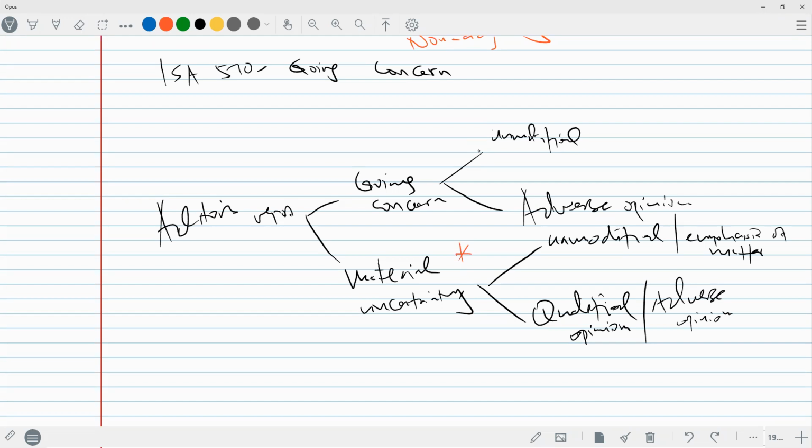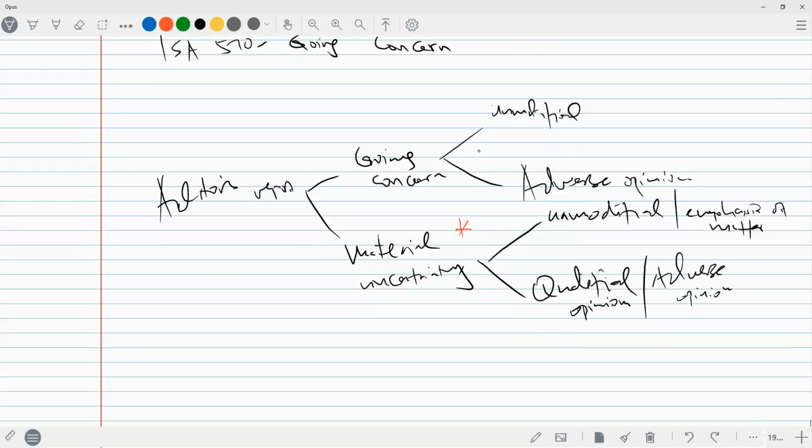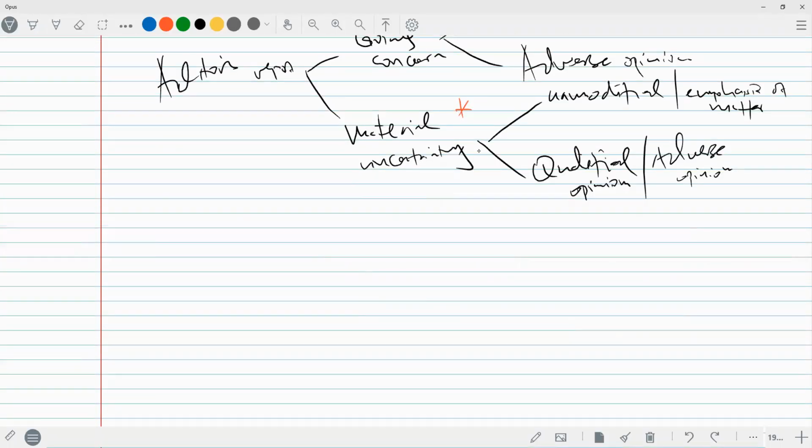Any other question? Okay, so that's on the going concern. What else on the going concern? Maybe the indicators. When it comes to evaluation of the going concern, what do you look out for?